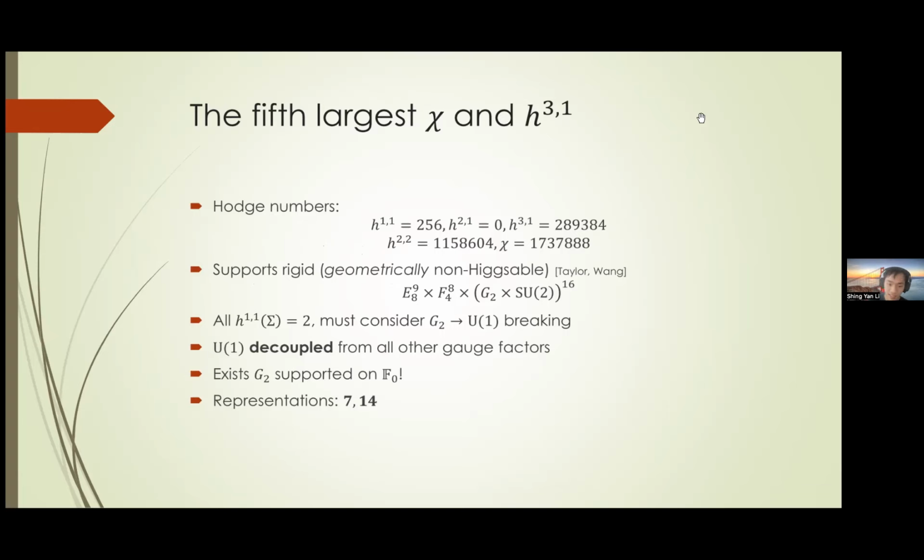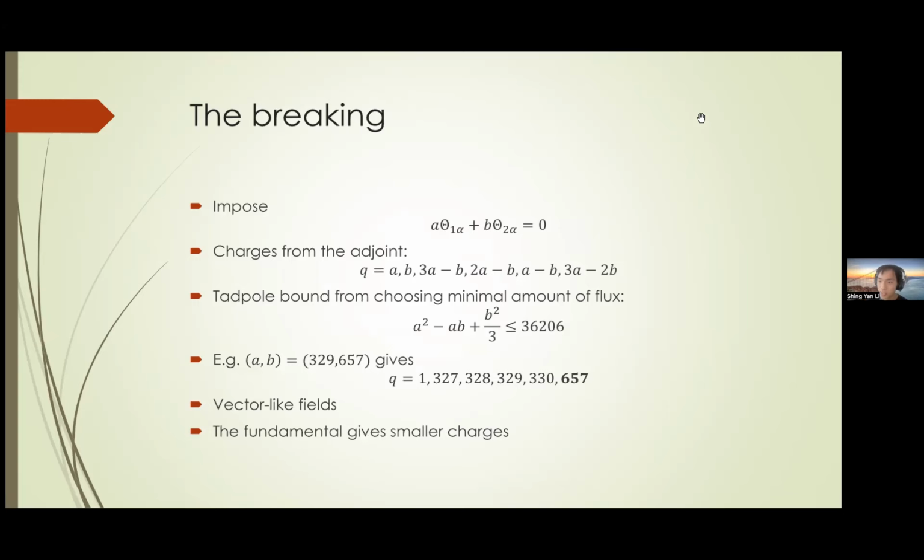And in order to do that, we mentioned that in that setup, the representations of G2 present in the theory are simply the G2 fundamental, the 7, and the G2 adjoint, the 14. Now, given this setup, we just do the same thing as before. We impose some general U1 direction that we want to preserve, and then we solve all the flux constraints and maximize one of the charges. So let's say we want to maximize one of the charges in the G2 adjoint listed here.